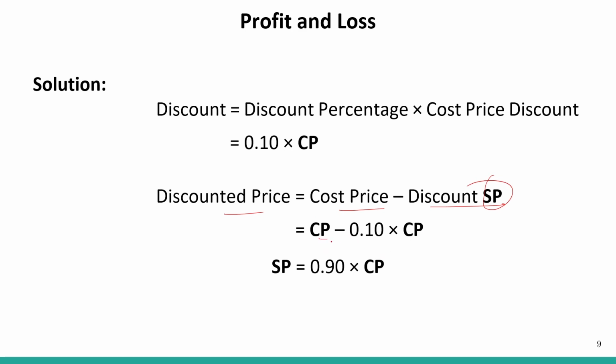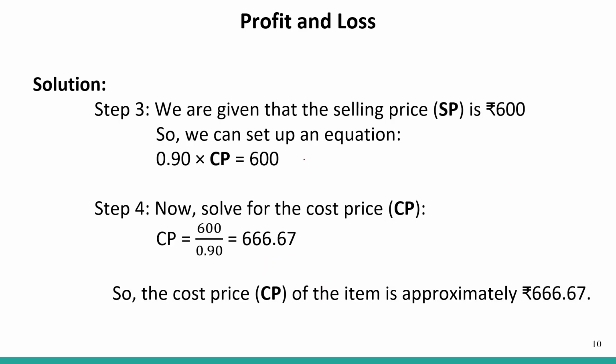So SP is equal to CP minus 0.10 into CP, which is the discounted price. So SP is equal to what? This much, that is 0.90 of CP. So after involving the X, what we are left with is X is equal to actually 600 by 0.90. So this will be 666.67. Because this implies that CP is equal to 600 by 9 into 100, right? So this is what we need to find out.